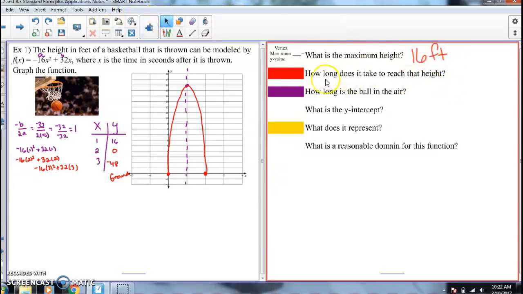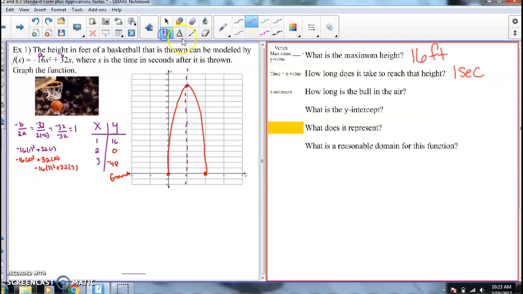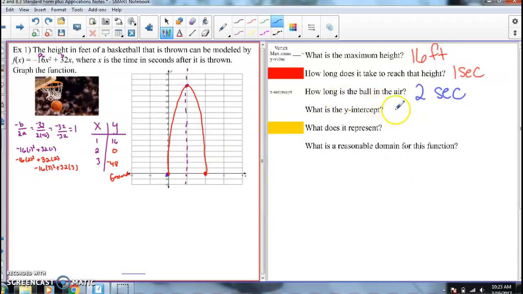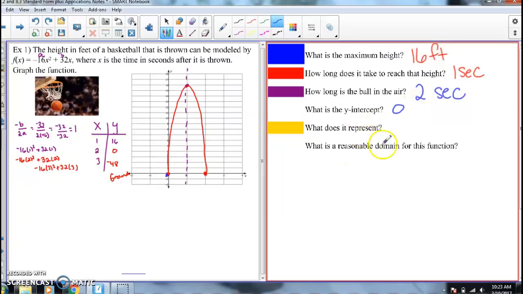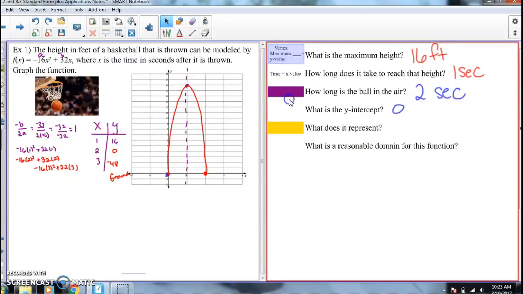Okay. How long does it take to reach that height? Okay, right here it takes us 1 second to get up to 16 feet. So it takes 1 second there. Okay, how long is the ball in the air? Okay, starts on the ground at 0, goes up to 16 feet at 1 second, and then drops back to the ground at 2 seconds. So we're looking at the x-intercept there. And it's the second one, so 2 seconds. Okay, the y-intercept is right here at 0, 0. That represents the starting height.